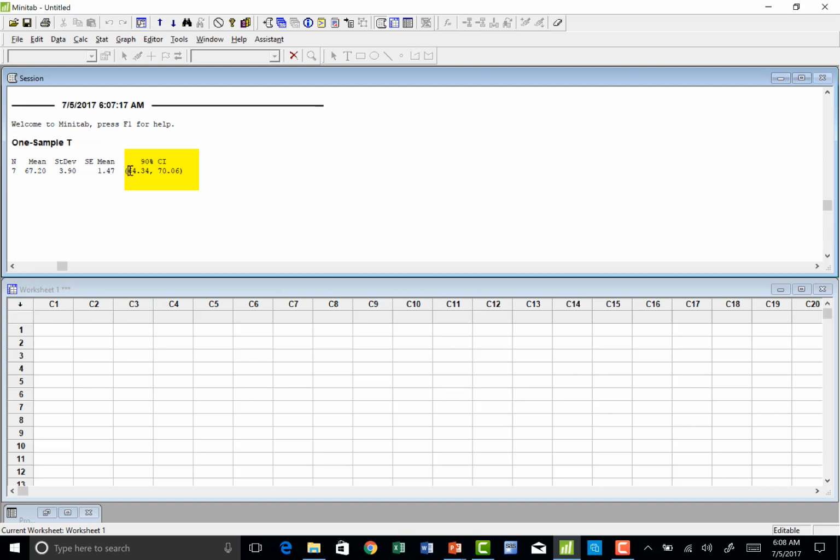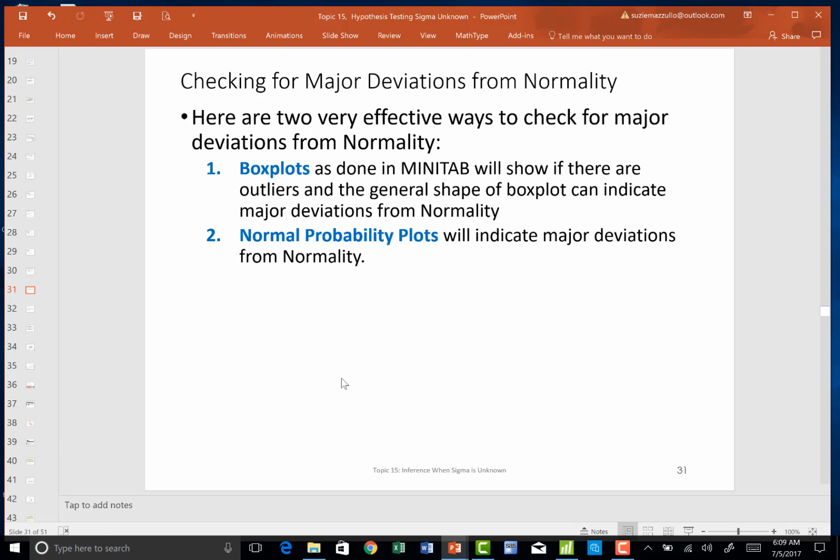So there's what my confidence interval is. 64.3 to 70.1 is the 90% confidence interval that we hope captures the mean, that this technique works about 90% of the time. So we would say that the mean height is between 64.3 and 70.1 at a 90% confidence level. Now, we've already gone over, if my sample size is small and I don't know that the population is normal, the ways that we're going to check in our class for normality is by box plots and normal probability plots, both done in Minitab.